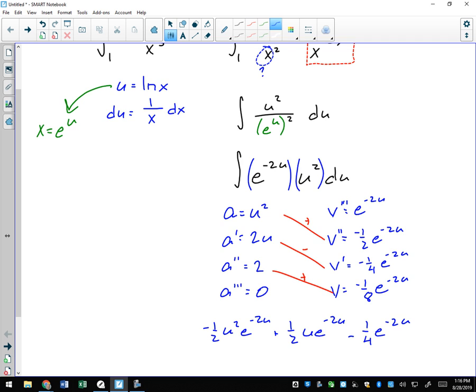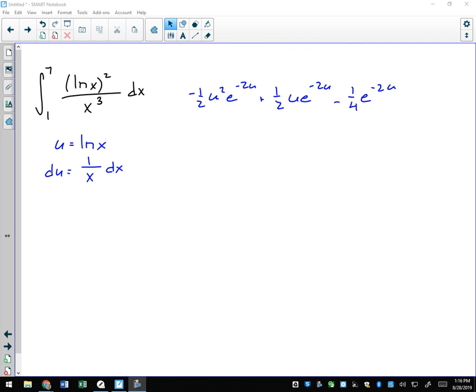Give me a little bit more room. There we go. So that antiderivative led to this in terms of u. And I'm trying to decide, do I want to plug in the natural log of x for all of my u's, or do I want to change my limits of integration? Oh geez, this is going to be a booger with arithmetic as well. I think I'm going to change my limits of integration.